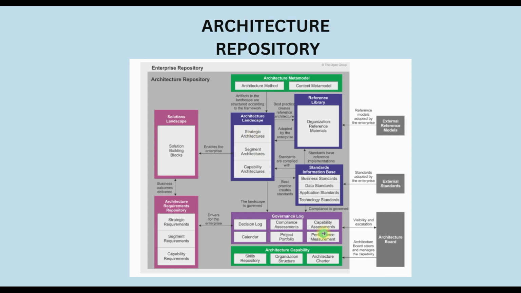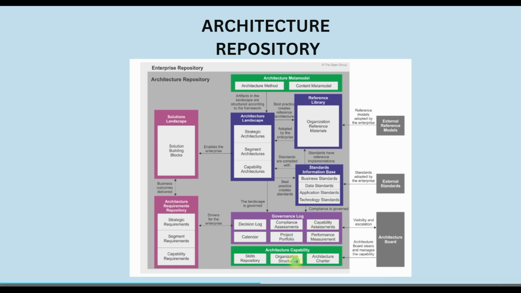And then the governance log will have the decision logs that are made, the architecture decisions, the trade-offs, and then the compliance assessment. We have built the architecture. Now we have assessed whether it is complying to what we wanted, and the capability assessments: whether we have the right people in the right place to build the architecture, whether the performance is measured properly, and whether the portfolio is formed properly, or how is the calendar, how are the deadlines, how are the milestones. Everything will be part of the governance log.